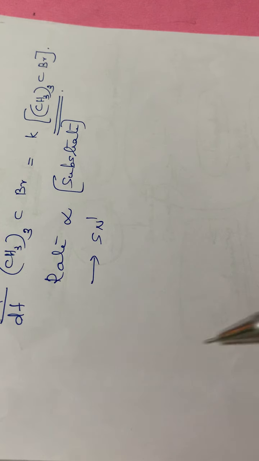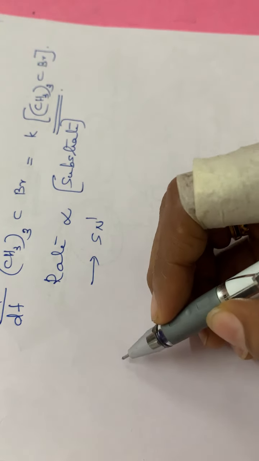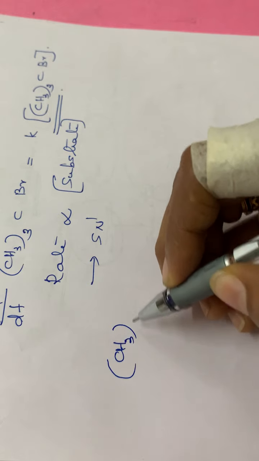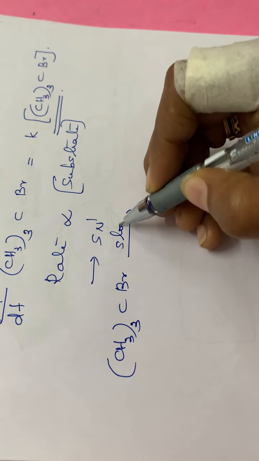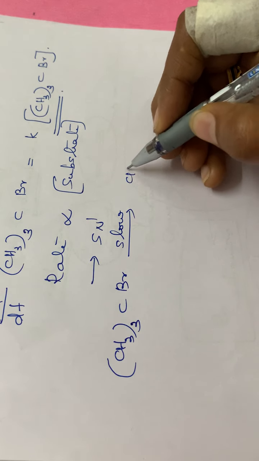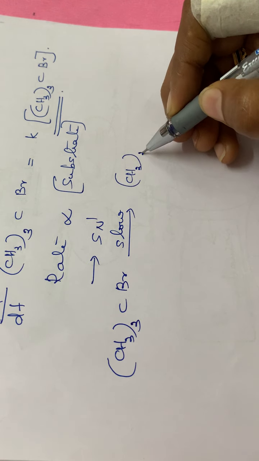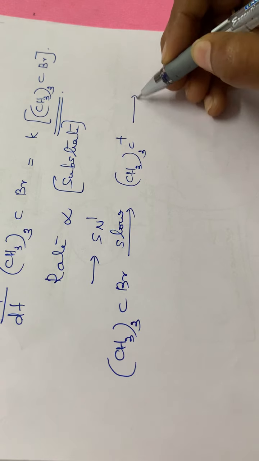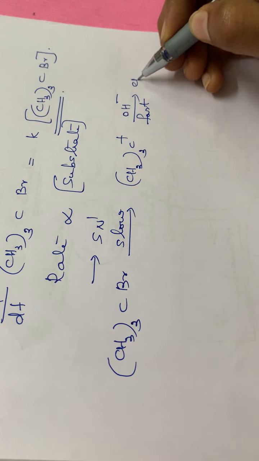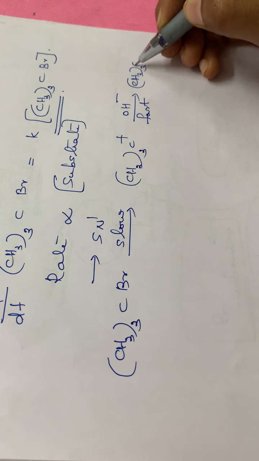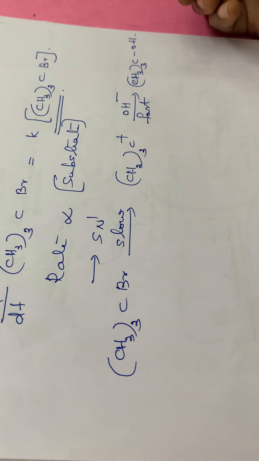Therefore, it follows the SN1 mechanism. So what will be the steps involved? It will have two steps. The first step, (CH3)3CBr, is a slow step. Ionization of this takes place and it becomes (CH3)3C+. Then in the next step, addition of OH minus, which is a fast step, gives (CH3)3COH, isn't it?